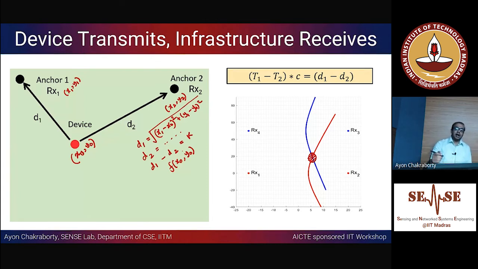And here I have multiple pairs of TDOA values plotted. There could be multiple such hyperbolas intersecting with each other, creating this solution.